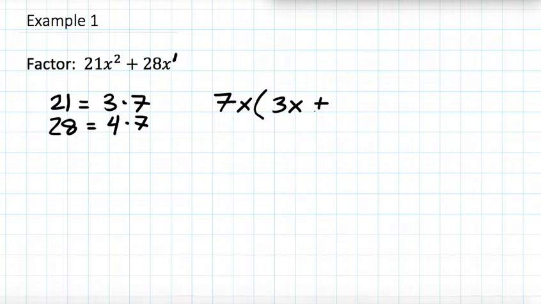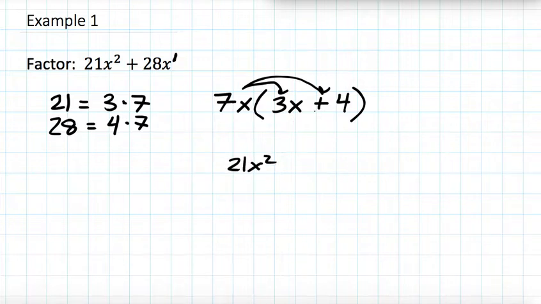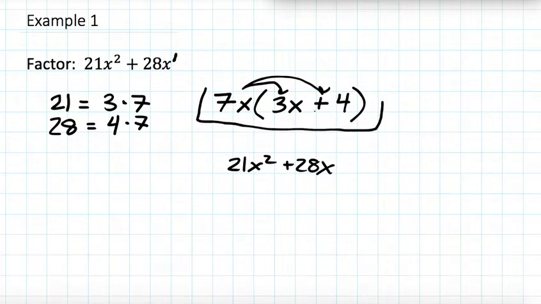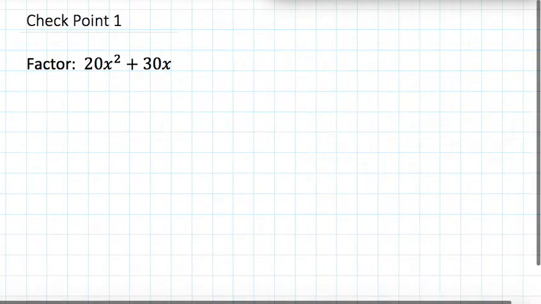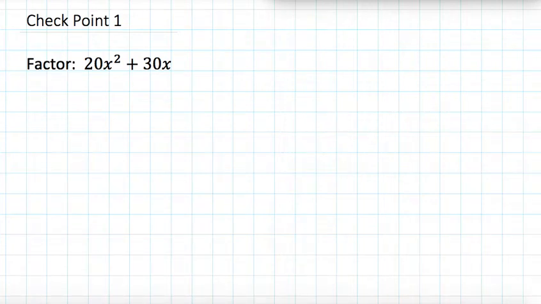What do I multiply by 7x to get 28x? Well, I need to multiply by 4. I don't need to multiply by any x's. So now, when I distribute this back, I should get back to what I started with. And if you do that, in fact, you do. 21x squared plus 28x. So that tells me that this is, in fact, the answer. And again, I highly recommend that you check these in your head, even pretty easily, especially on the test, so that you're not getting things wrong. So you should do checkpoint problem number 1 and then move on with the rest of the video.